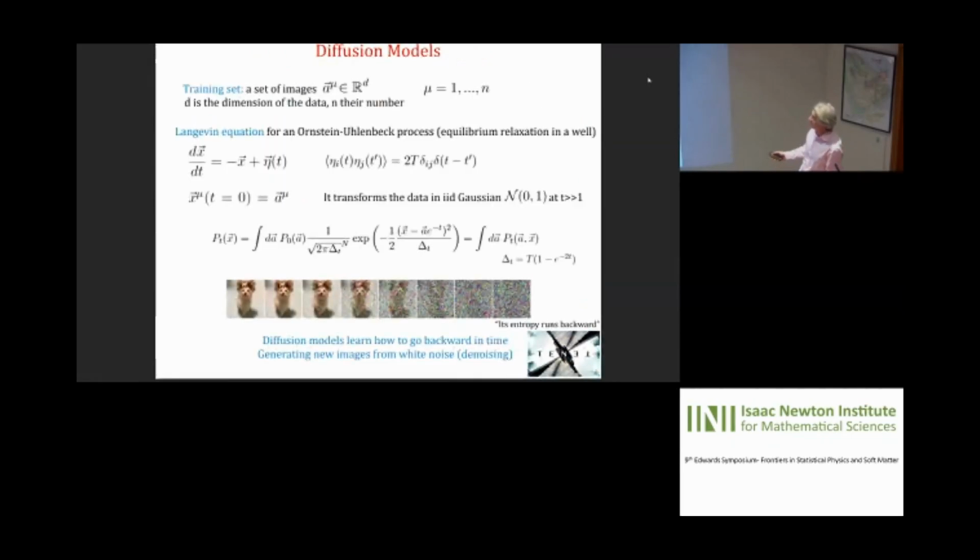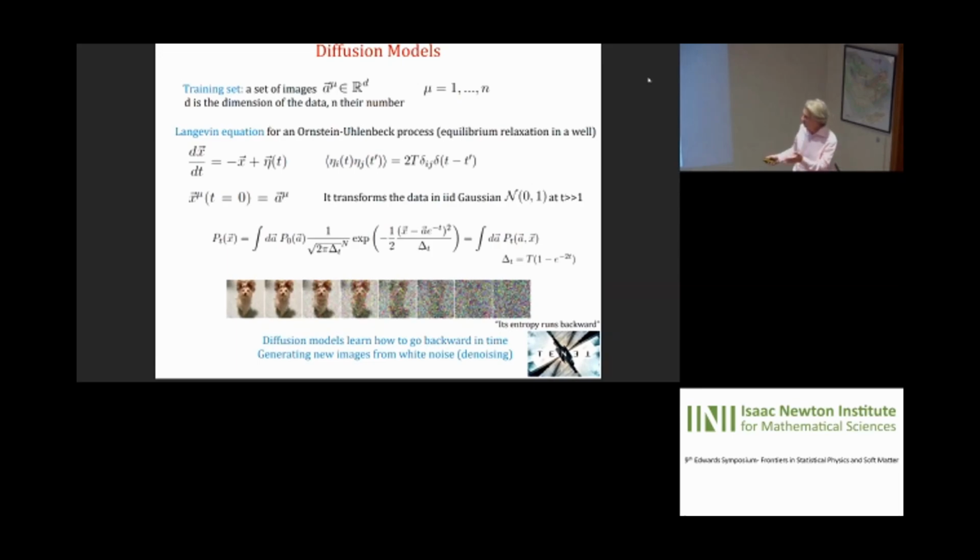So how does a diffusion model work? The nice thing about diffusion models, and the reason why I started working on this, is that many physicists find them very interesting because they are really based on physical ideas. So you have a certain training set, a set of images. Images you can think of just as vectors in D dimensions, where all the pixels are packed into this vector. So you have n data.